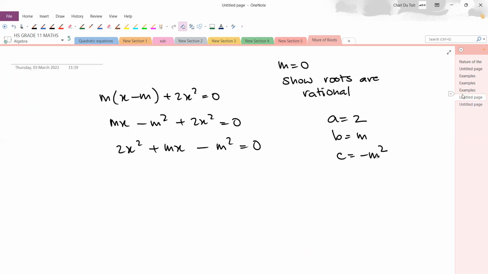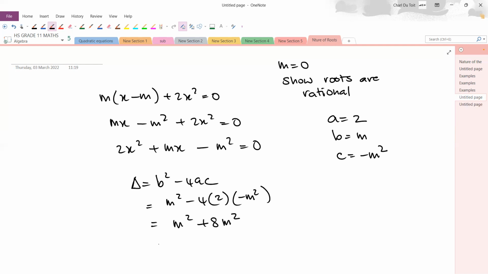Make sure that you understand or agree with me that A is 2, B is m, and C is minus m squared. Okay, so now let's do delta. Delta equals b squared minus 4AC. That is m squared minus 4 times 2 times c. Then I have m squared plus 8m squared. So this is 9m squared.